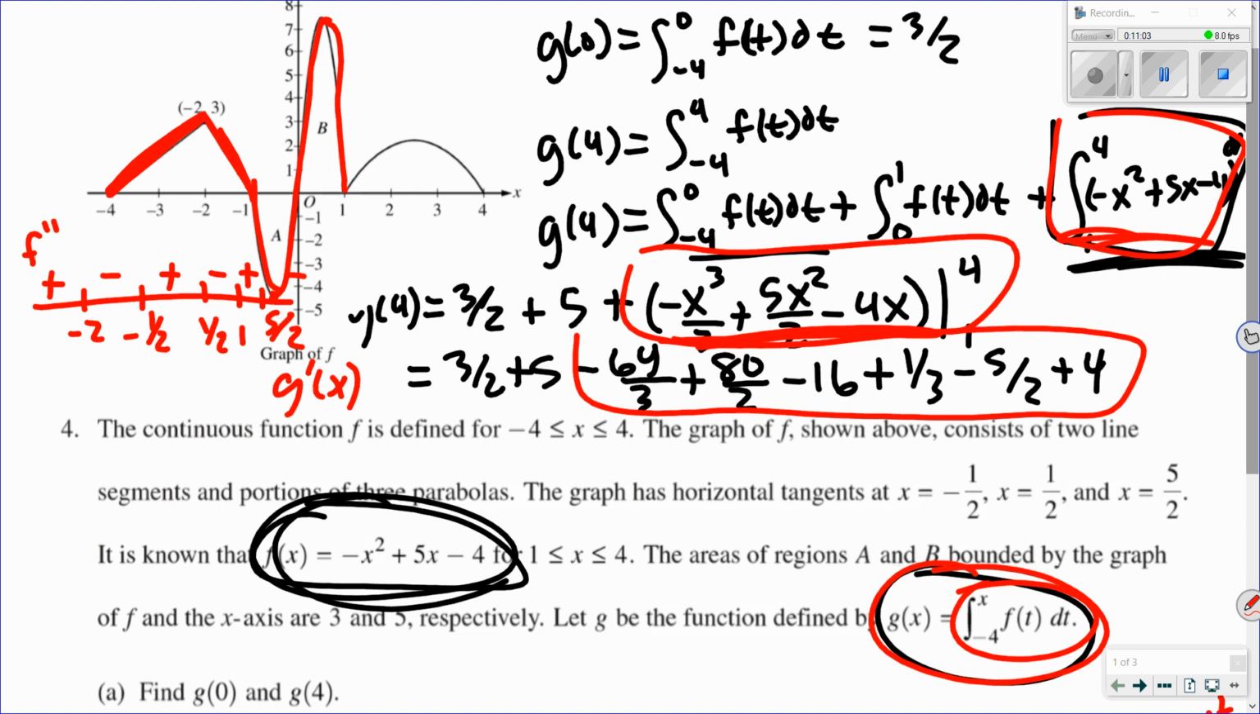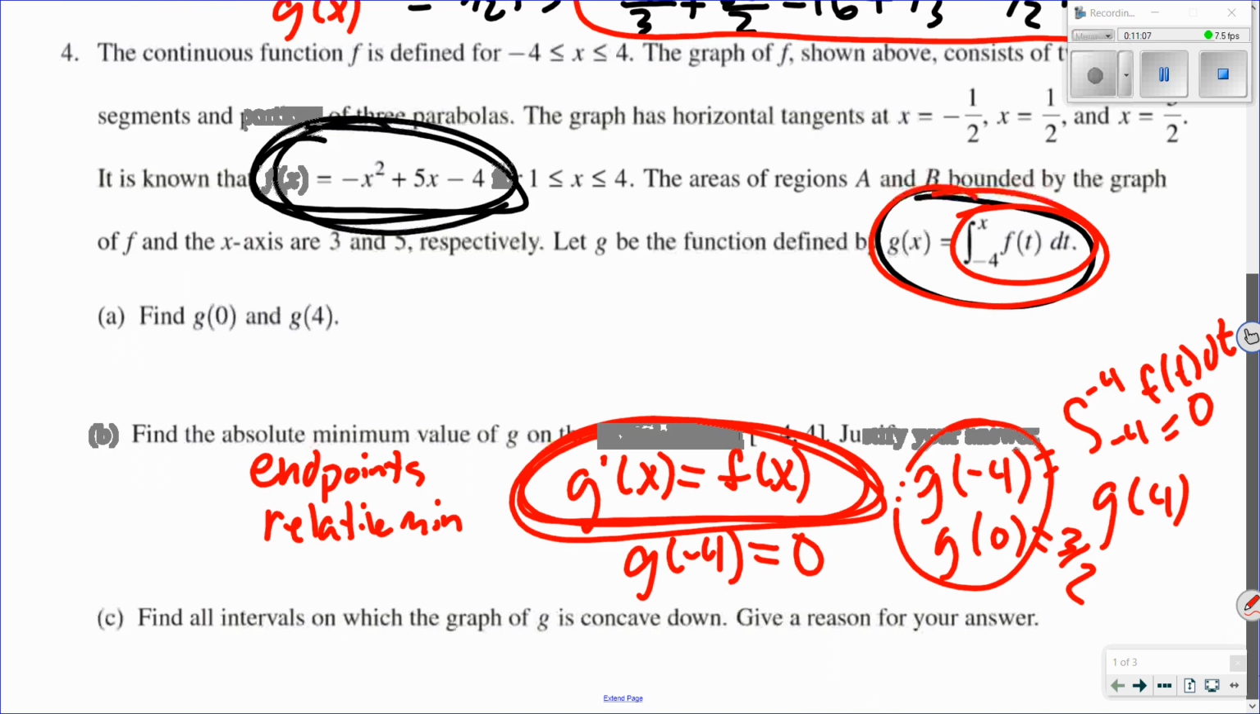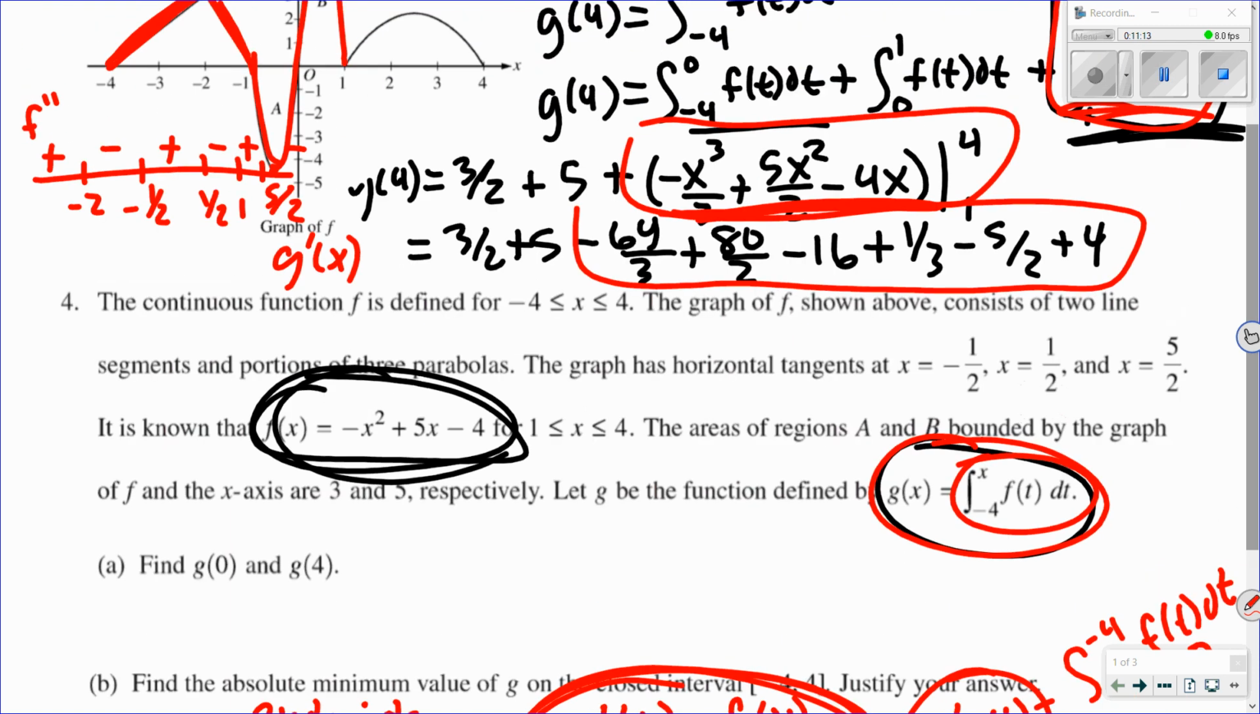So the question was asking, find all the intervals in which G is concave down. Give a reason for your answer. So we're just looking for when it's concave down. As I look across there, it's going to be from -2 to -1/2, right? It's concave down. And then the other section is going to be 1/2 to 1, right there, it's concave down. And then 5/2 to infinity.